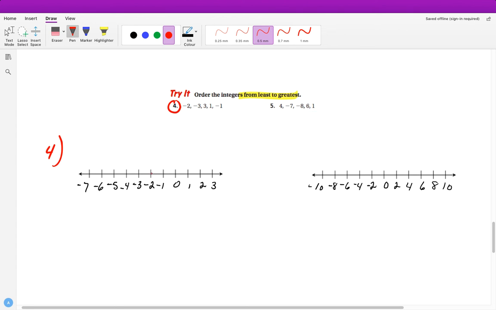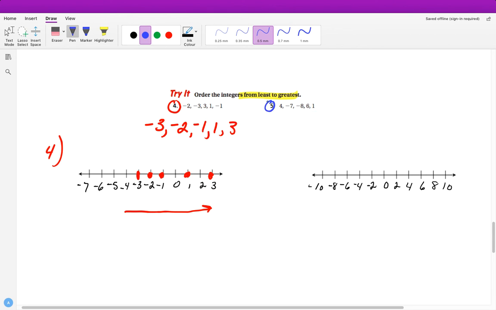So I have -2, I have -3, I have 3, I have 1, and I have -1. So in order to list these from least to greatest, I'm just going to start with my furthest left number, -3, and I'm just going to write all of them as I move to my right. So -3, -2, -1, 1, and 3.